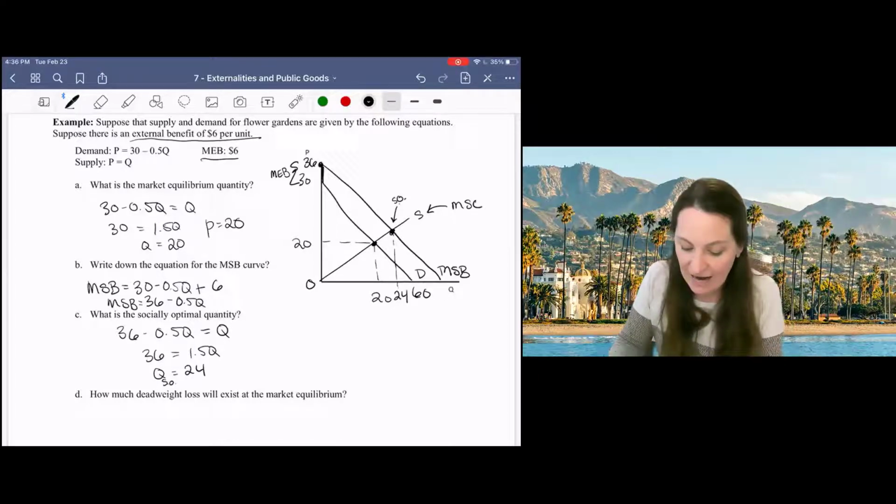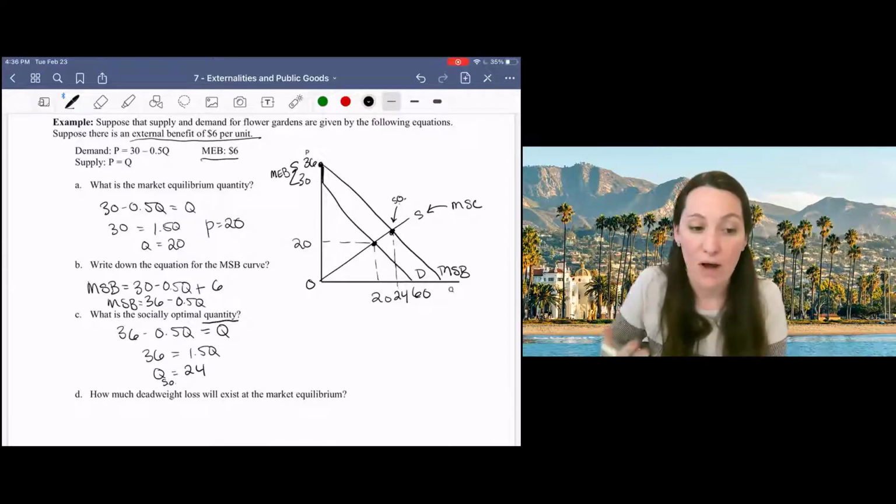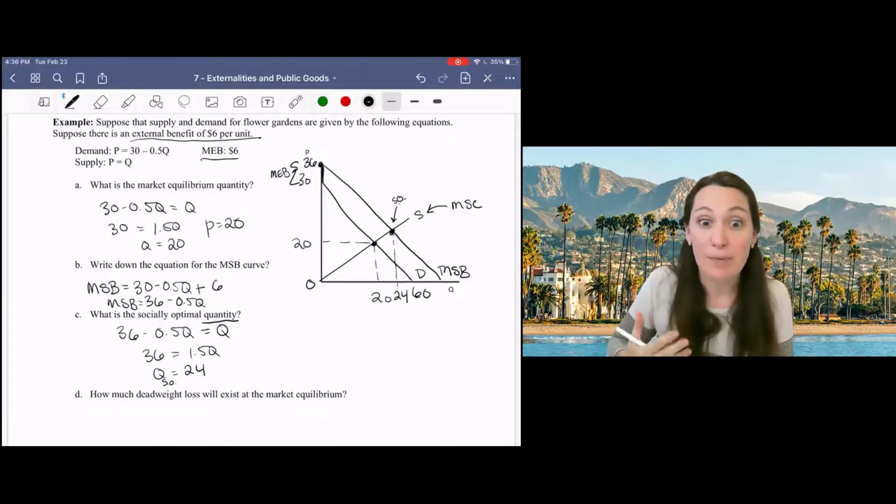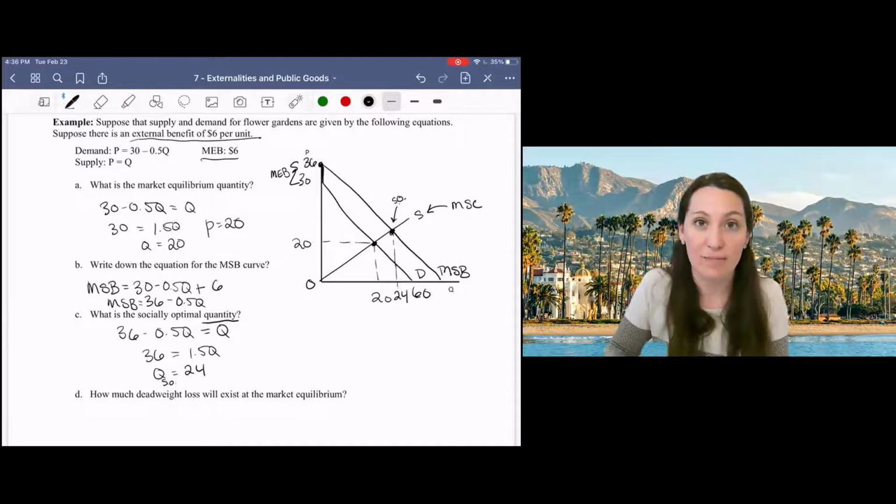You'll notice that I have only asked for the quantity in this problem, and I don't ask you about the socially optimal price. That's because there is not one price that would result in the socially optimal quantity. In fact, in this example, there is no price that could result in the socially optimal quantity. We'll talk about some solutions to this problem later on, but typically I'm just going to ask you for the quantity and not the price at the socially optimal point.